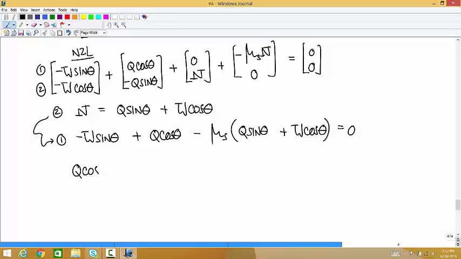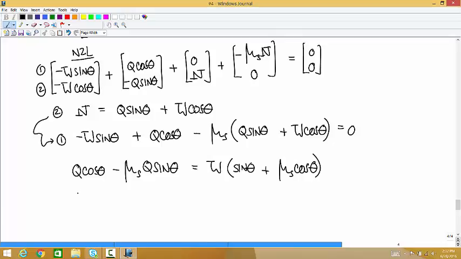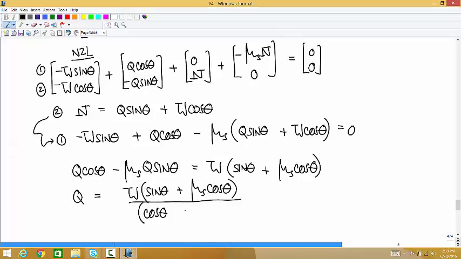Okay, so Q cosine theta minus mu sub s Q sine theta is equal to W times the quantity sine theta plus mu sub s cosine theta, and then Q is equal to W times the quantity sine theta plus mu sub s cosine theta, all divided by the quantity cosine theta minus mu sub s sine theta.